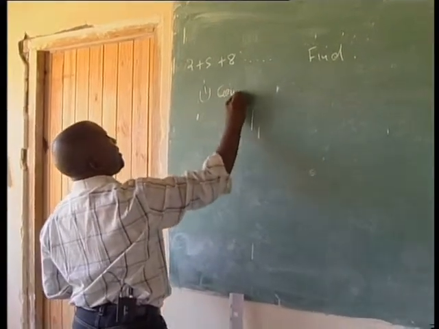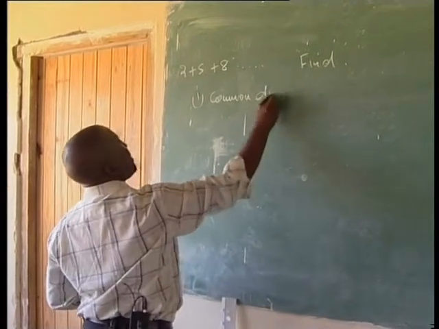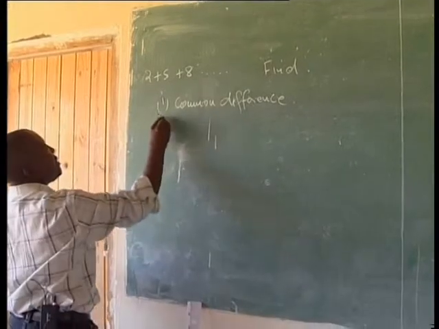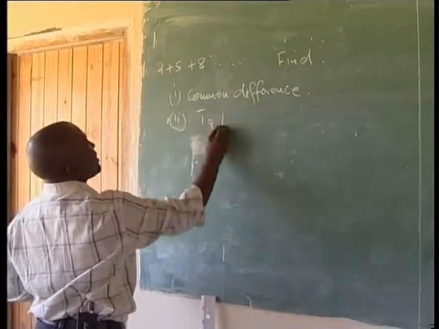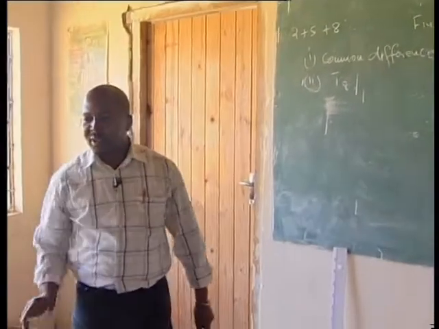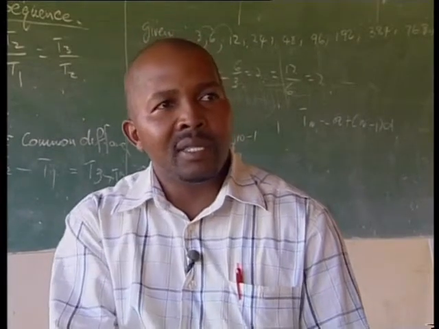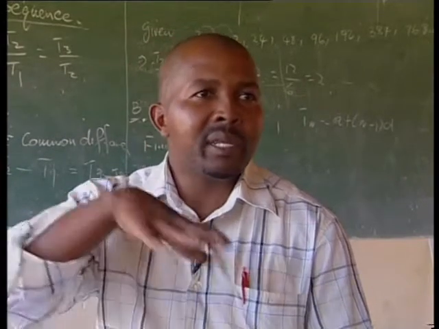The teacher begins the lesson with a revision of arithmetic sequences. Learners are required to determine the common difference and the eighth term of a given arithmetic progression. If the learners did not have the background on arithmetic progression, they won't be able to deal with geometric progression. So learners must move from the basics to something that is complicated.